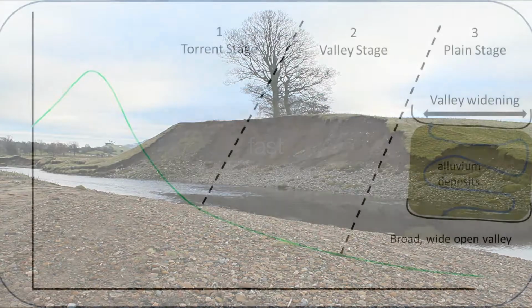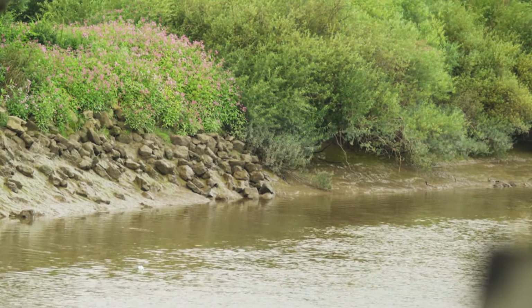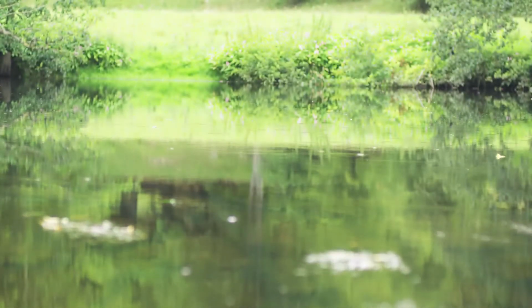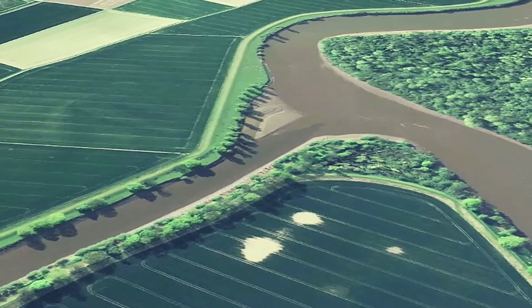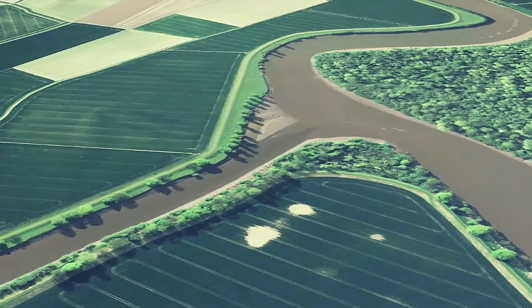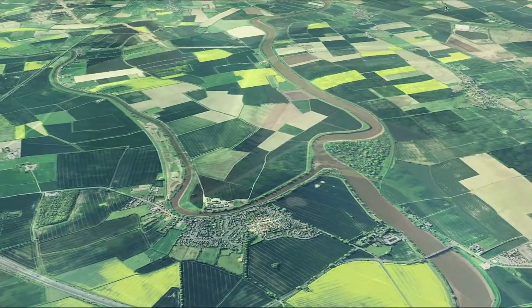When we get to the plain stage, the river now has very little gradient. It's flowing slowly. The slower a river flows, the more it drops of its load. So this is a zone of very, very broad valleys, huge loops in the river, deposition going on all the time, river changing its course frequently. This zone will be called the floodplain.